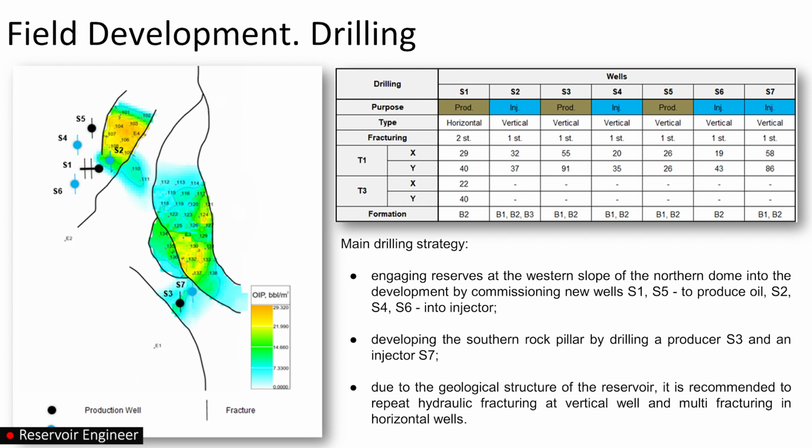Here, you can see the horizontal wells S1 and S5 that will operate as producers, and assign S2, S4, and S6 as injector wells. Also, there is a promising rock pillar that was not covered by the development, which I propose to develop by drilling one producer well, S3, and one injector well, S7.